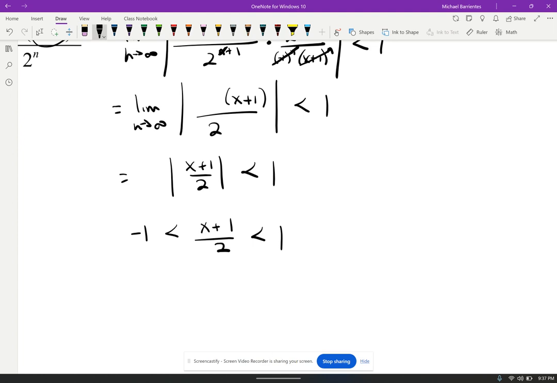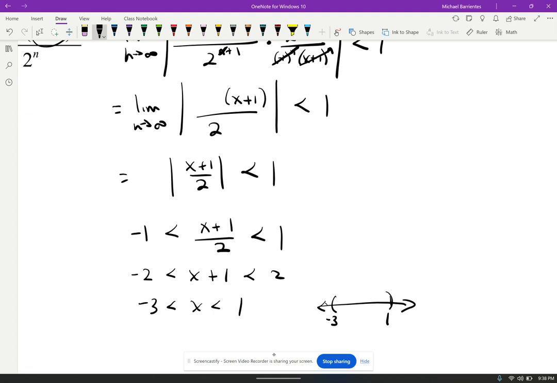How do I solve for x? Well, I multiply both sides by 2. Okay, I can do that. And then I subtract 1 on both sides. Subtract 1, that's going to give me -3. Subtract 1, that's going to give me 1. And I'm left with this open interval. If I were to draw that, it would look like this, from -3 to +1. I believe that is what I have.